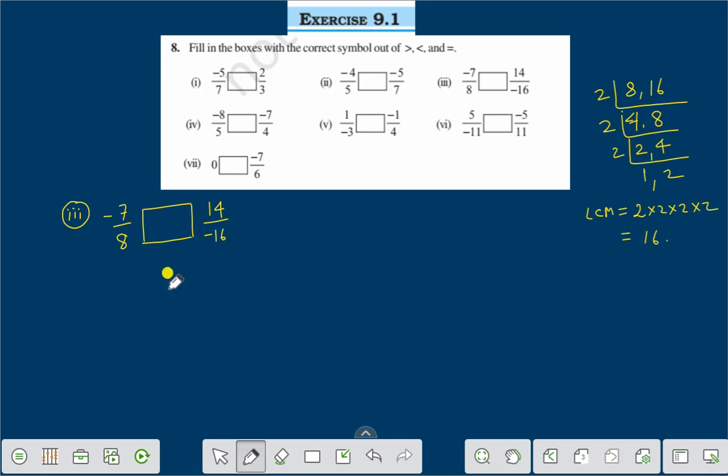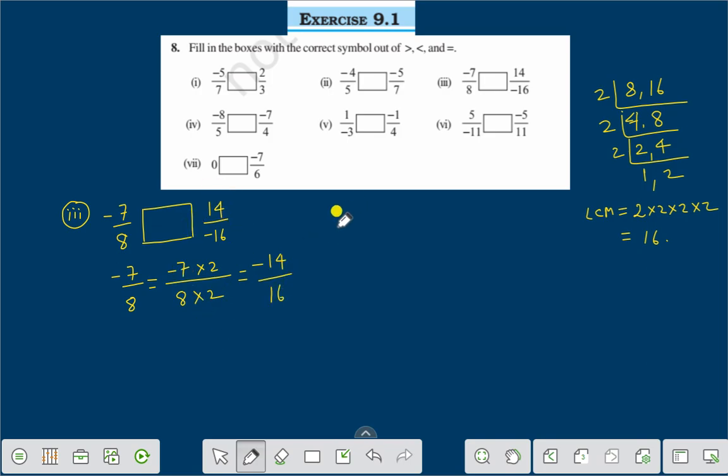Therefore, we are getting minus 7 by 8 is equal to, if we divide the LCM 16 by 8, we are getting 2. That means we have to multiply the numerator and denominator by 2. That is minus 7 into 2 by 8 into 2, and we are getting minus 14 by 16.